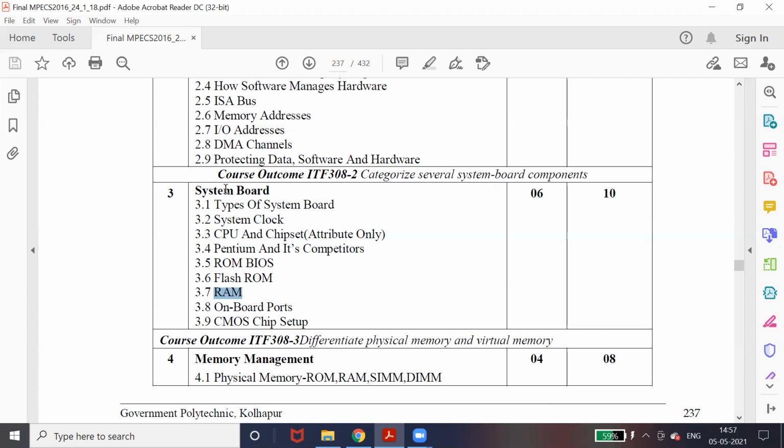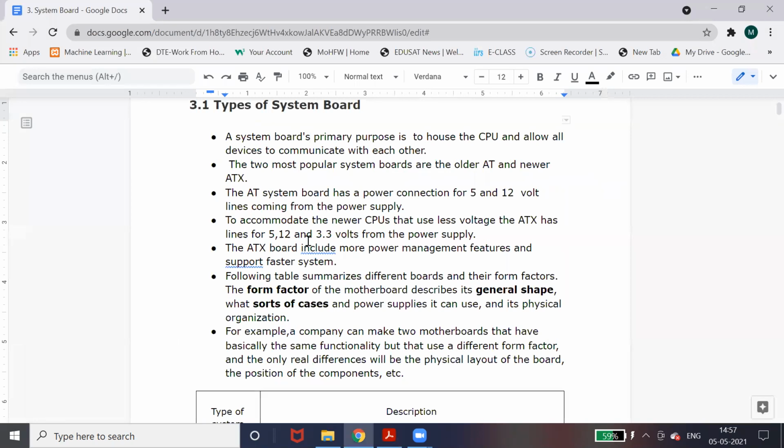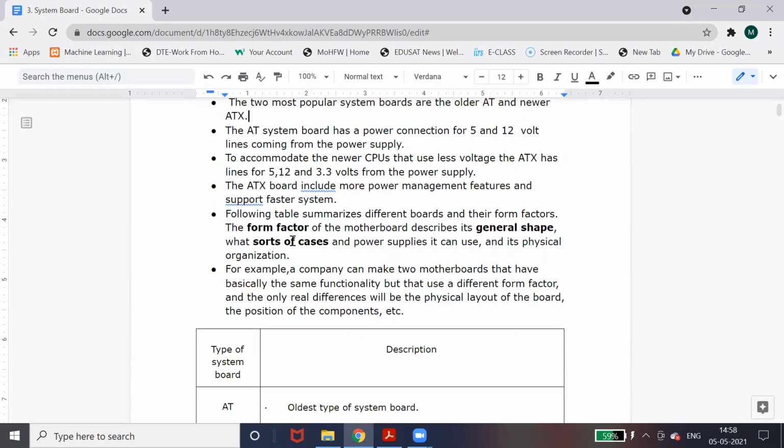Right now we will see the first and second points, and also the CPU. So, system board: here we will see the different types of system boards. System board, as you know, is the motherboard. This motherboard has different types. Mostly it includes AT and ATX. AT is an older one and ATX is a new type.